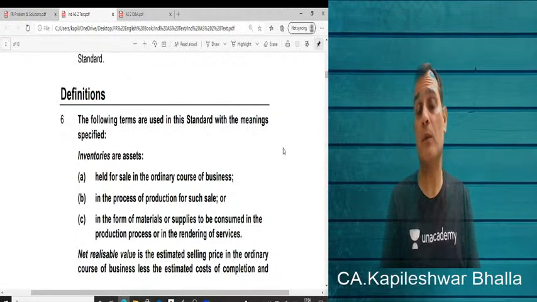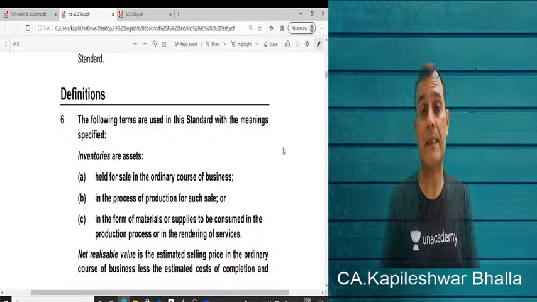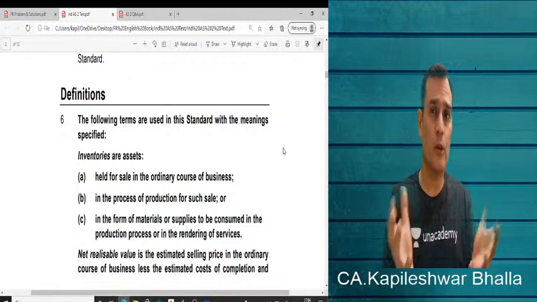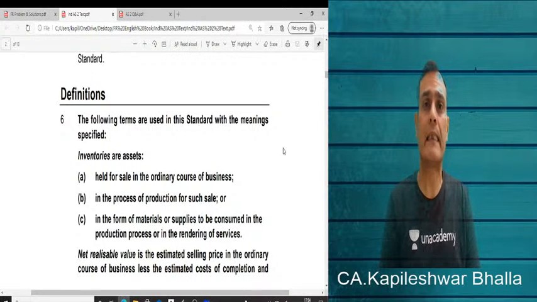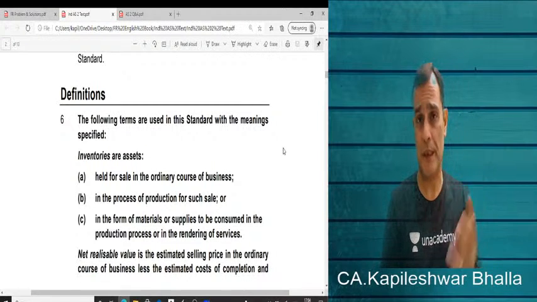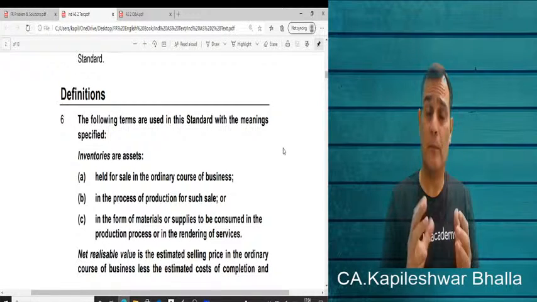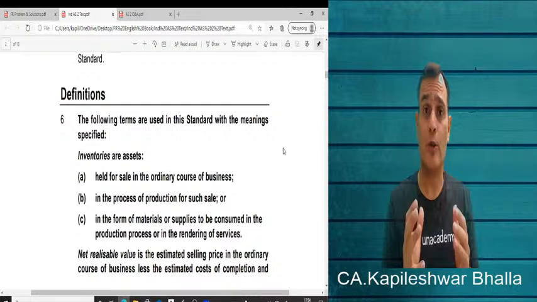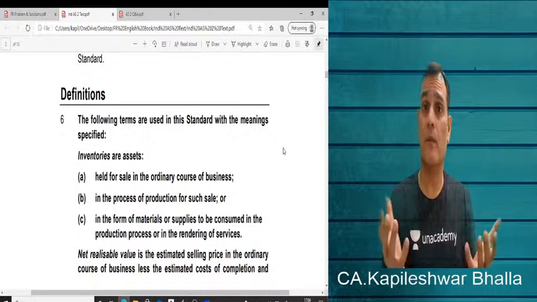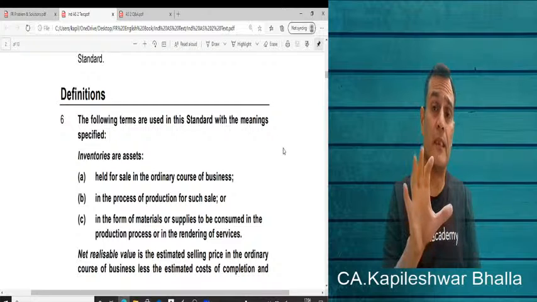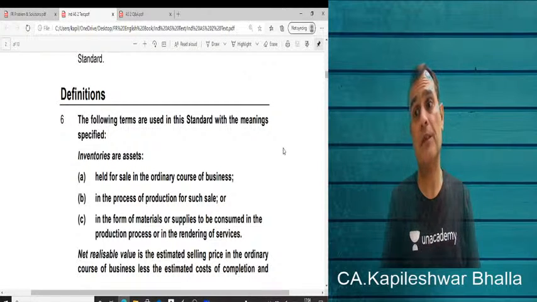The second parameter, when you say that inventories are assets, for being an asset, is control. You need to prove that you control that tangible or intangible item. Of course, inventories are going to be tangible items, but they can be intangible items also, because many people think that when you're talking in terms of inventory, it will always be tangible items. Let me also clarify that this can be an intangible item as well.